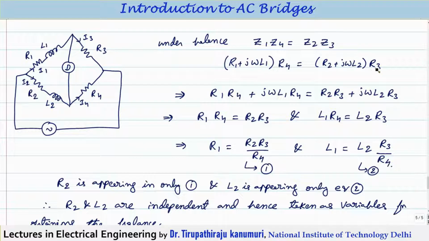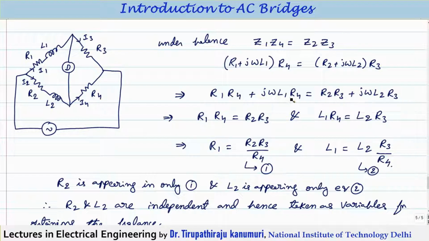So R3 is there. Now this I can expand as R1 R4 plus J omega L1 into R4 is equal to R2 R3 plus J omega L2 into R3. From this I can write R1 R4 on this side and R2 R3 on that side. So real components I have compared. R1 R4 is equal to R2 R3, because the unknown values are R1 and L1. So from this I can write my value of R1 is equal to R2 R3 by R4.